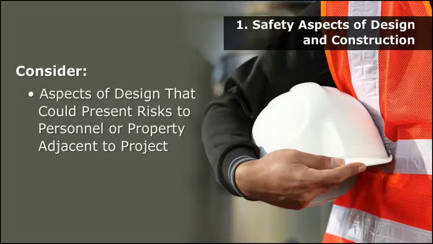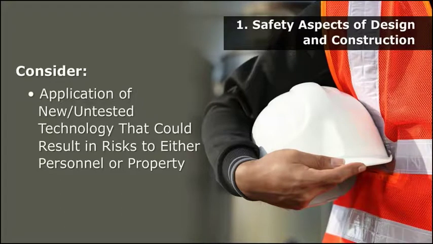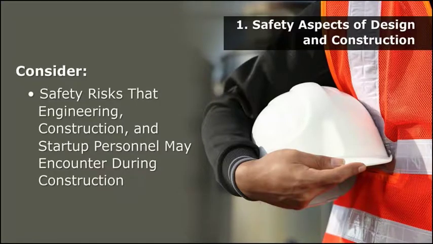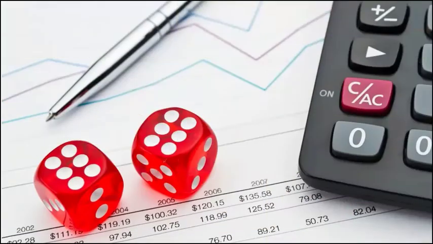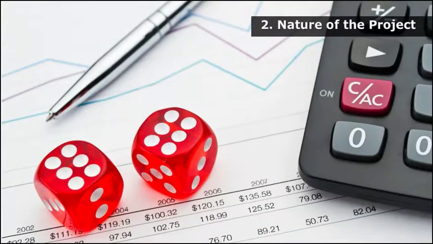or operation, the application of new or untested technology to the project that could result in risks to either personnel or property during any phase of the project. All safety risks that engineering, construction, and startup personnel may encounter during the construction of the project, including unusual site conditions, weather conditions, etc. Safety risks to plant and equipment that might exist during transportation, installation, and startup at the job site. 2. The nature of the project.